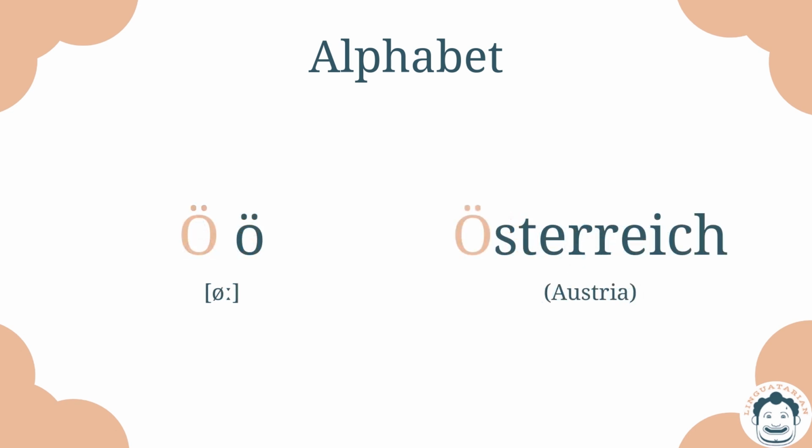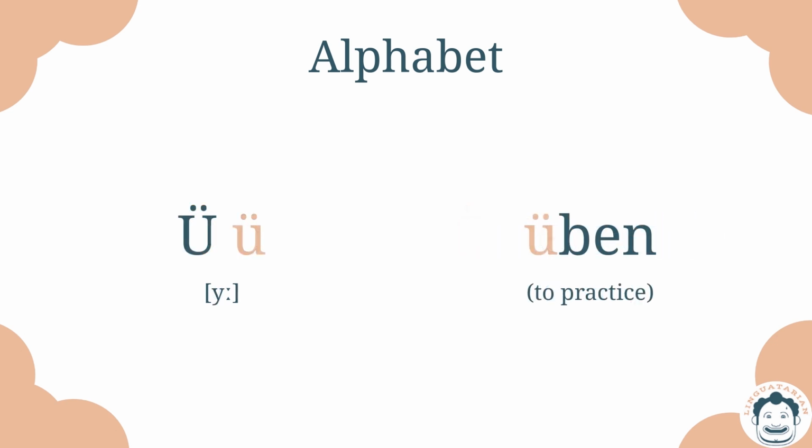And next we have Ö, OE, as it would often be written. And the example word is Österreich, meaning Austria. The final diacritic letter is Ü, UE. And the example word we have here is üben.